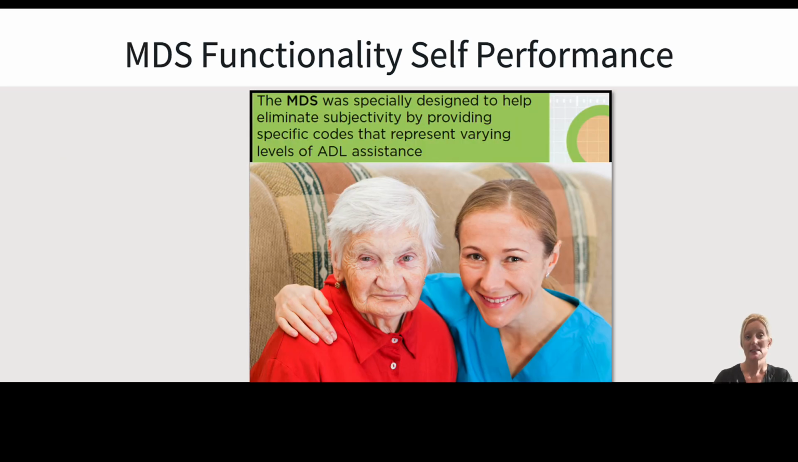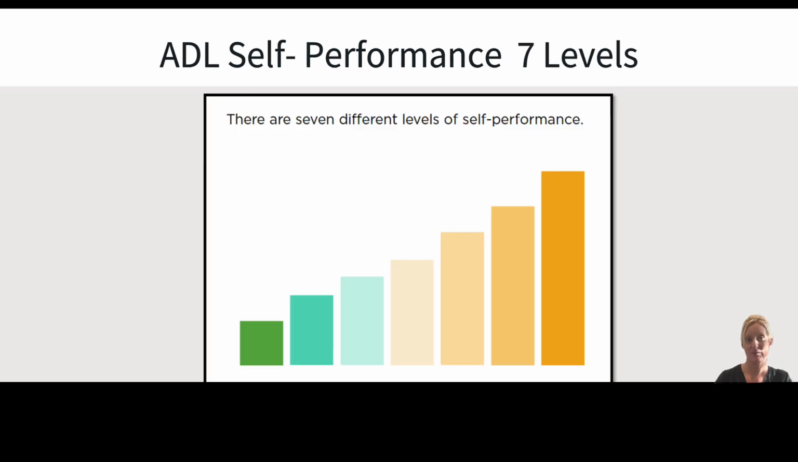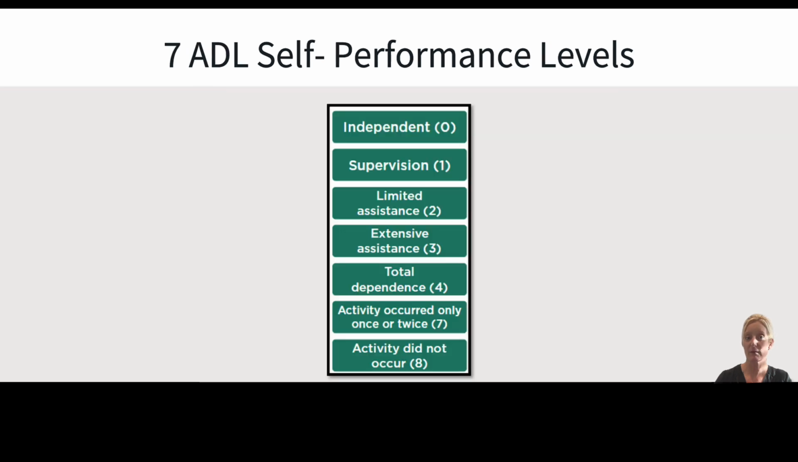When functionality is assessed on the MDS, we have two areas that we look at. We look at self-performance and staff support. The MDS was specifically designed to help eliminate subjectivity by providing specific coding guidelines for ADLs. So we're going to go over the self-performance first. The ADL self-performance has 7 levels to it. So there are 7 codes that you can use on the MDS to measure self-performance.